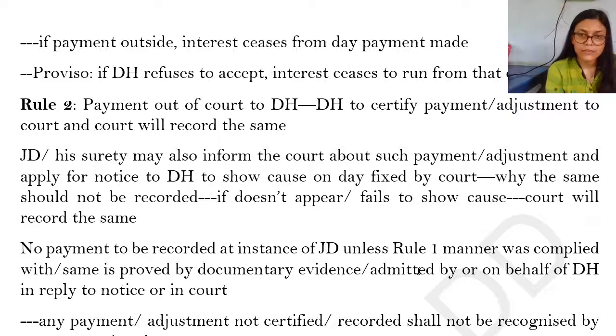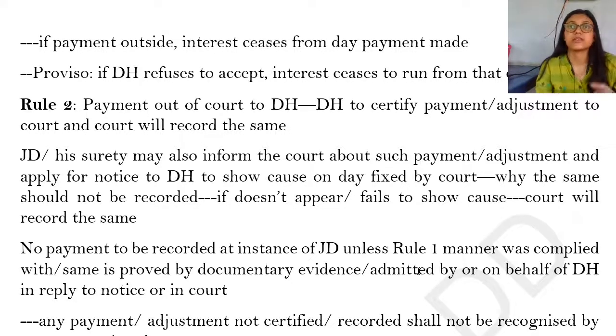Now, no payment will be recorded at the instance of a judgment debtor unless you can show that the payment was made in accordance with rule 1, or if it was proved by documentary evidence, or it was admitted in part or whole by the decree holder in reply to the notice that was sent, or by himself in court. If any payment or adjustment has not been certified or recorded, it will not be recognized by the court executing the decree.